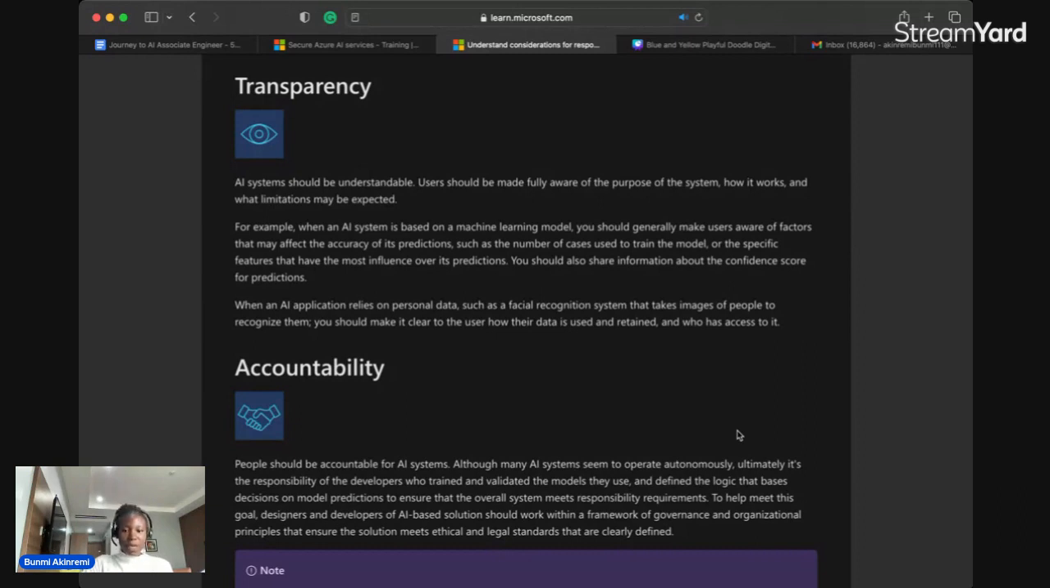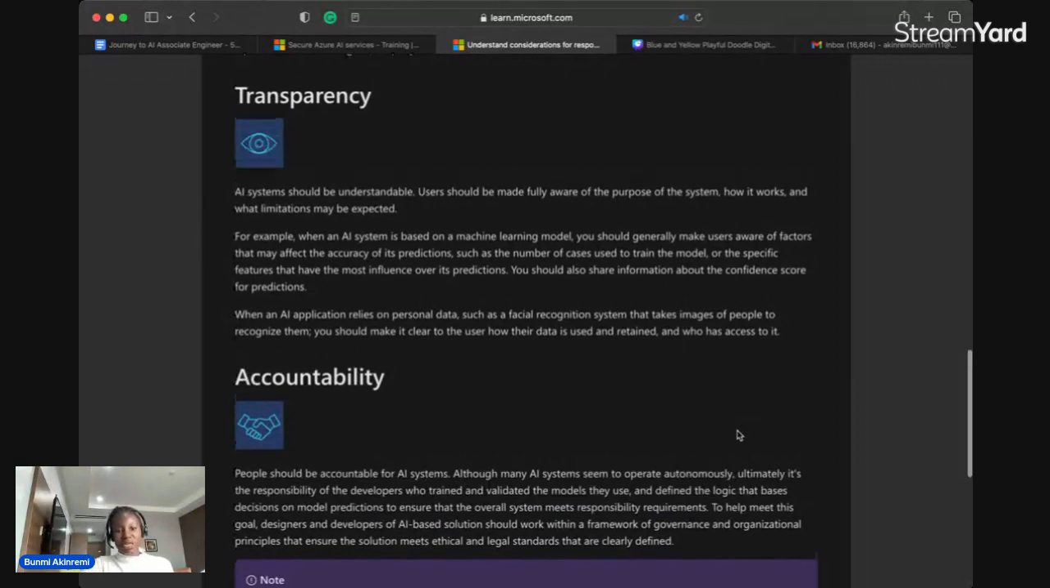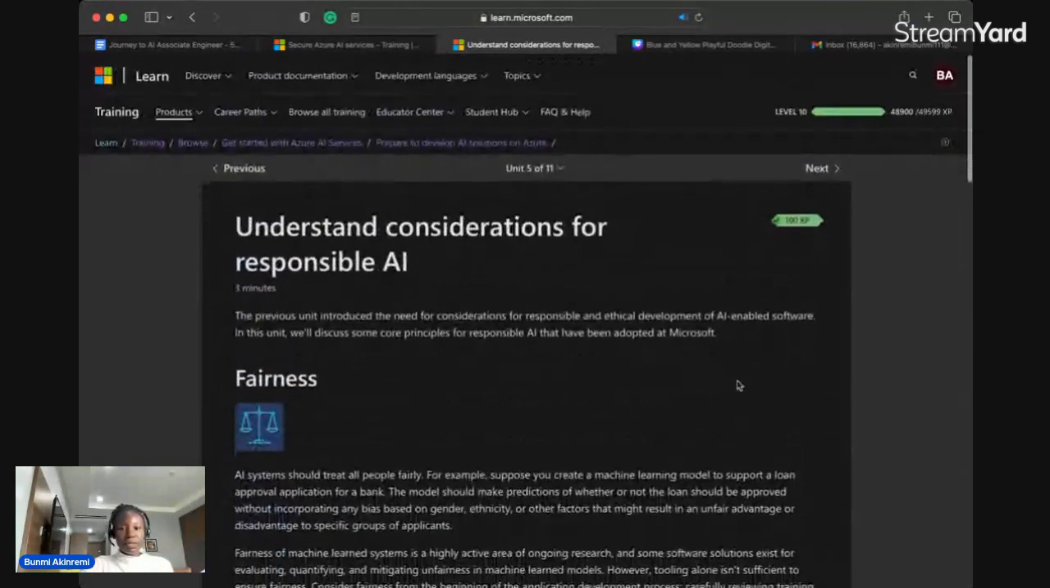And then also is accountable, right? So people should be accountable for the AI solutions they build, right? Not just leaving this AI as if it's its own being, right? We should be accountable for whatever we build because we are really at the core of this decision making, right?